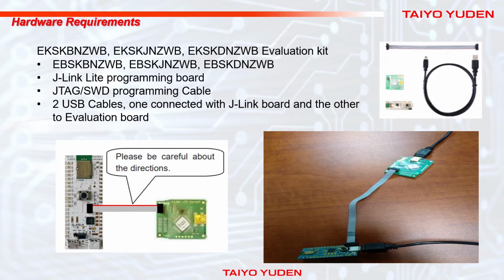Hardware requirements. You would need a Taiyo Yuden Evaluation Kit, EKSKBNZWB, EKSKJNZWB, or EKSKDNZWB, which contains the Taiyo Yuden nRF52840 EVB, J-Link Light programming PCB, and JTAG serial wire debug programming cable. You'd also need 2 USB cables connected to computer USB ports, one to power the evaluation board, and the other to power the J-Link light board.